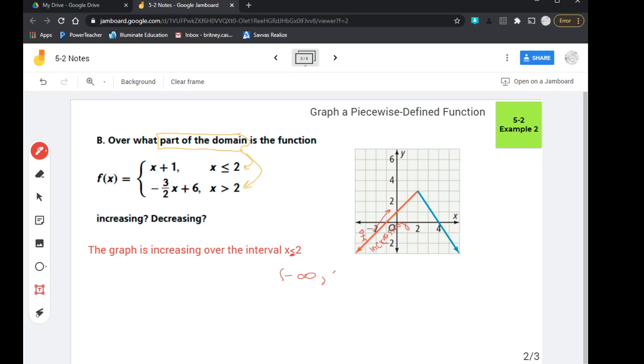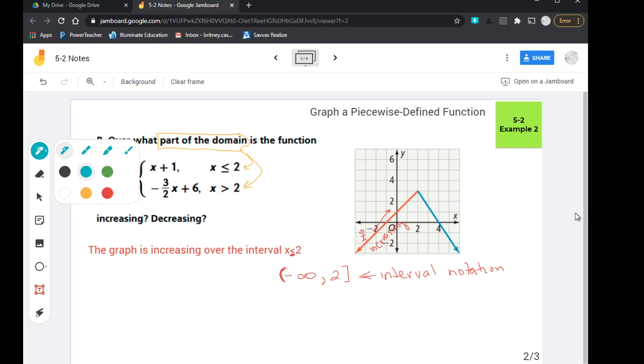infinity, comma, to 2. And I use that square bracket because it can be equal to. And then I use the curved bracket because you can never reach negative infinity. So that's another way to say it. This is an interval notation, and so that's kind of nice.